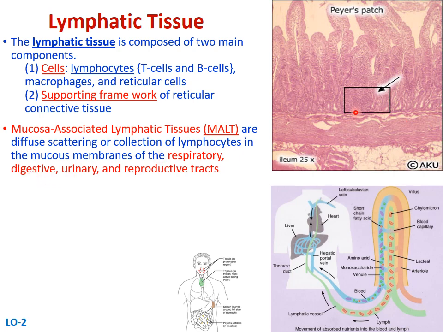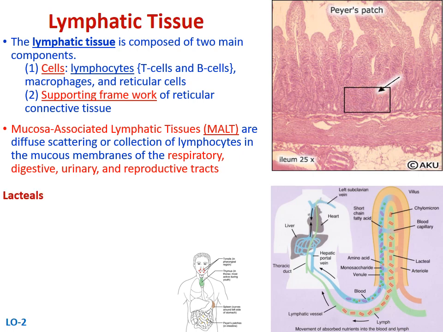In the digestive system, this is the cut section of the small intestine with the villi, and at the base inside the mucosa you will find an aggregation of T and B lymphocytes. This aggregation is the nodule. This patch is called Peyer's patch, named after the scientist, and it is one of the examples of MALT, mucosa associated lymphoid tissue.